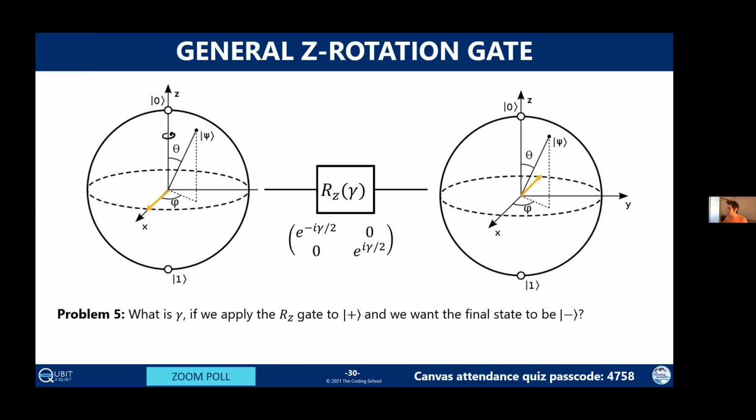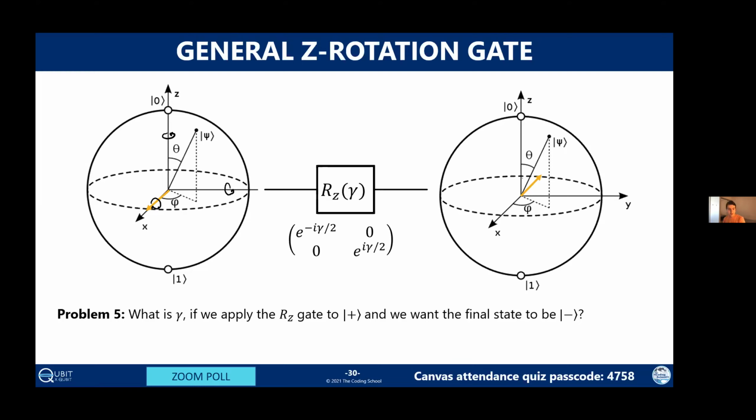Somebody said, I don't quite understand the essence of the Y rotation. Could you please explain again, differentiating it with the X rotation? Yeah, absolutely. I'll do it with the Z rotation too, because all three are similar in that they rotate by a certain angle around a certain axis. The only thing that's different is the axis around which you're rotating. The Z rotation gate rotates our states around the Z-axis, the Y rotation gate rotates our states around the Y-axis, and the X rotation gate rotates them around the X-axis.